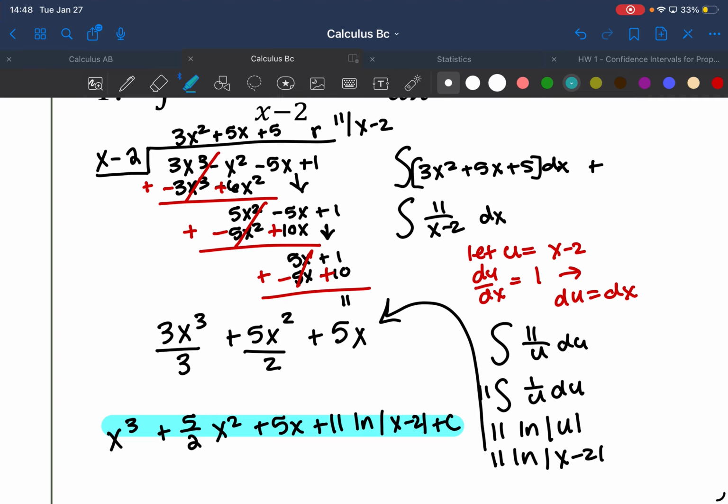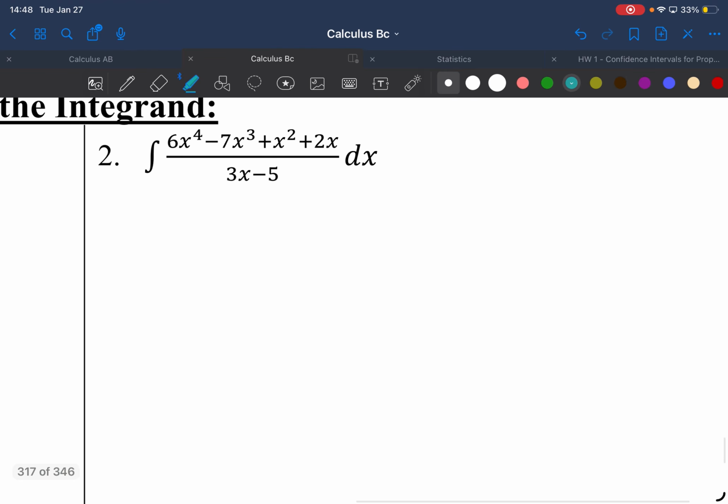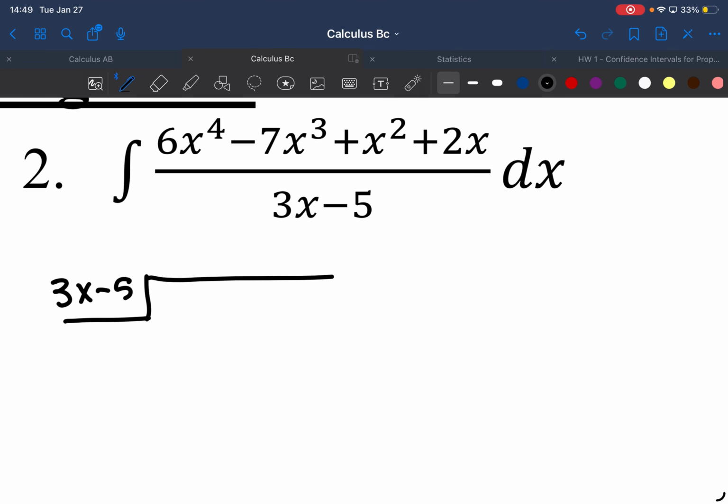Okay. So, number 1. Any questions? Okay, so number 2. Same concept. We have a polynomial divided by another polynomial. So that is our cue to do the long division. Okay, so I'm not going to explain step by step this time because you guys said you got it, right? Unless someone needs me to. I just need one person to say, yes, explain step by step.